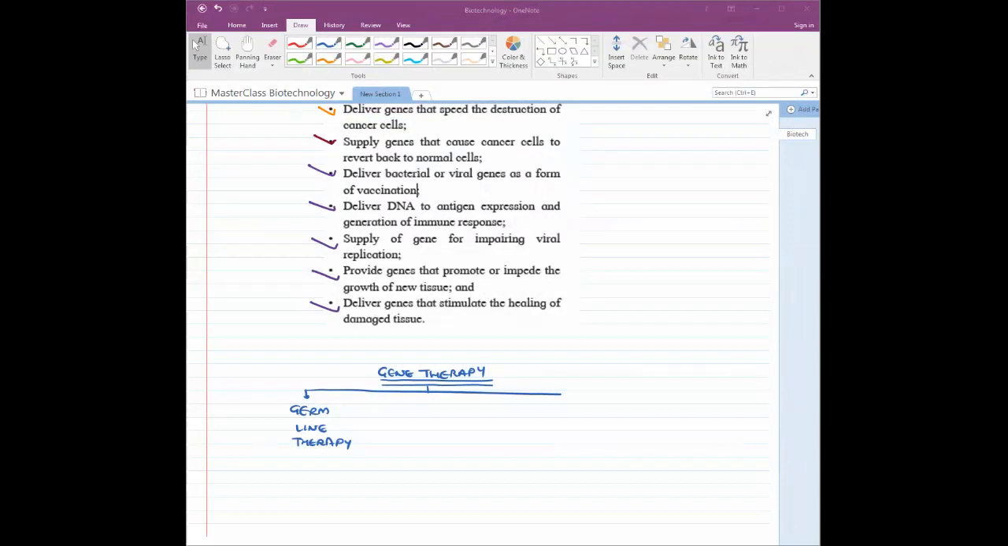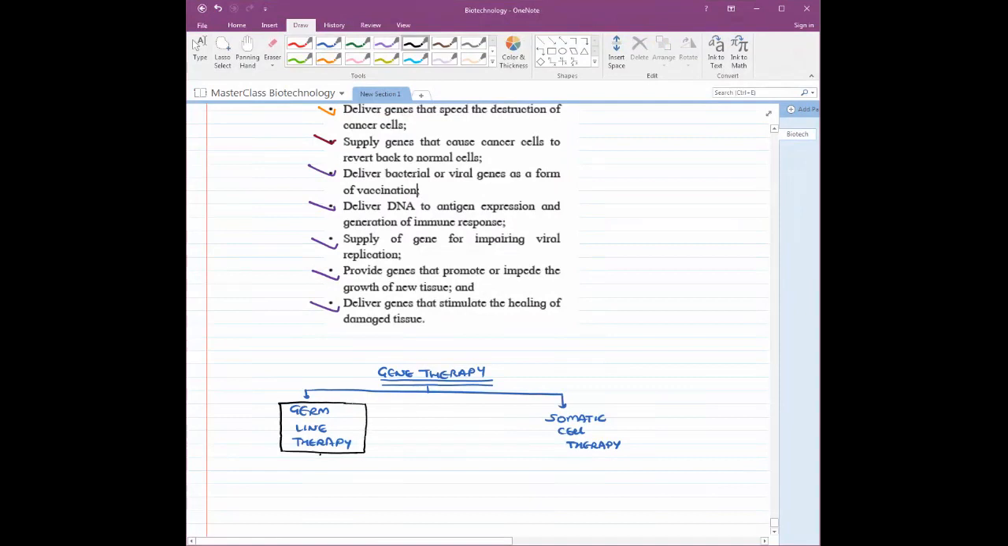Okay, so the first one is germline therapy, and the second one, guys, is going to be somatic cell therapy. As the name suggests, both of them are quite evident in what they are going to be like. So see, guys, when we talk about germline therapy, germline is nothing but the initial cells of your body, right?